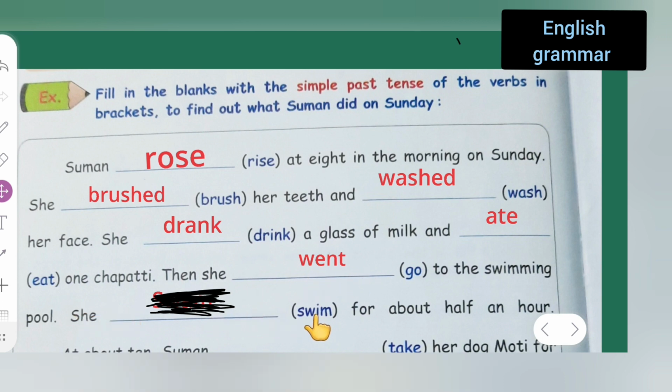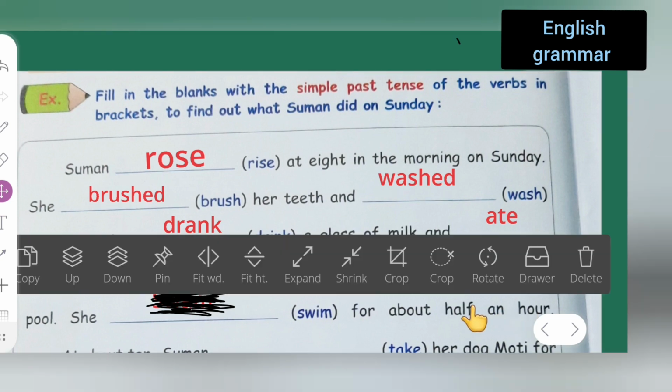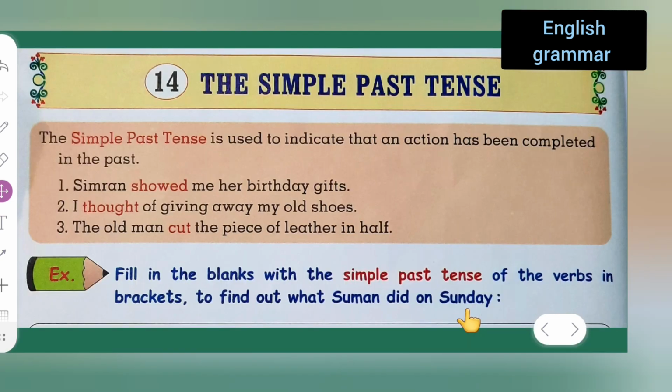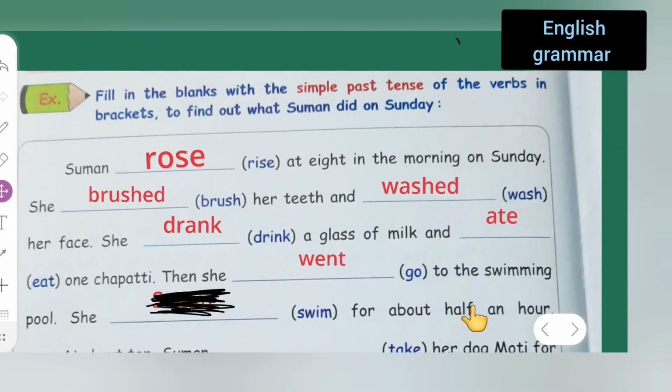Now she dash swim for about half an hour. So she swam for about half an hour. So you can take down this simple past tense. This is the first paragraph.